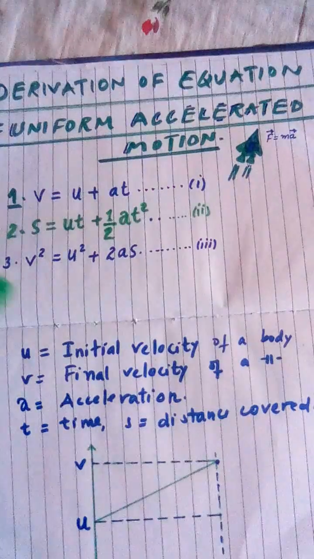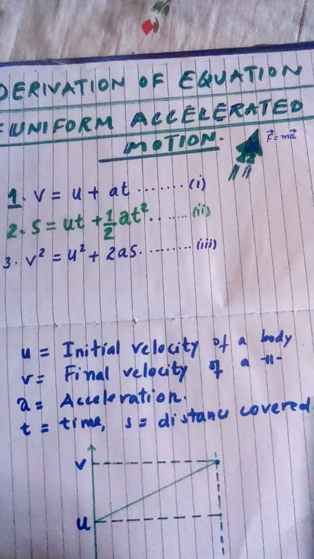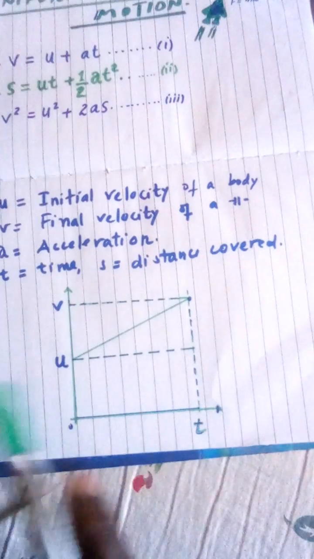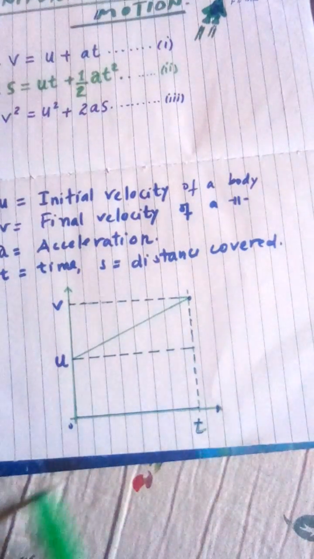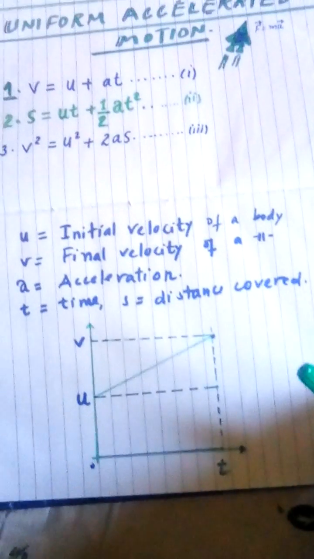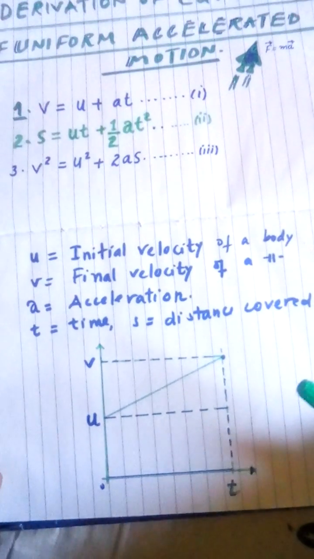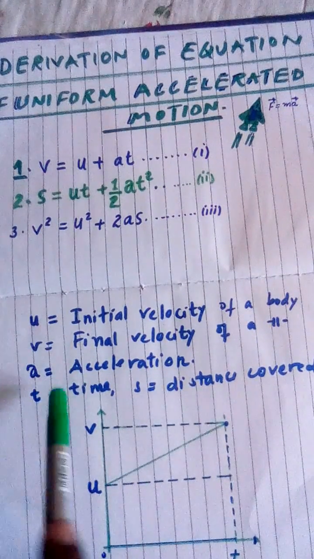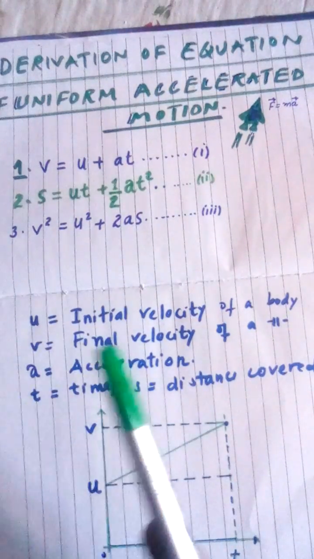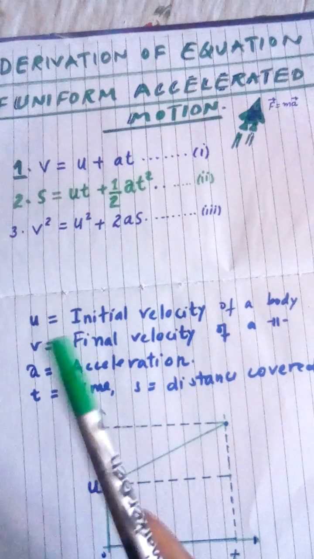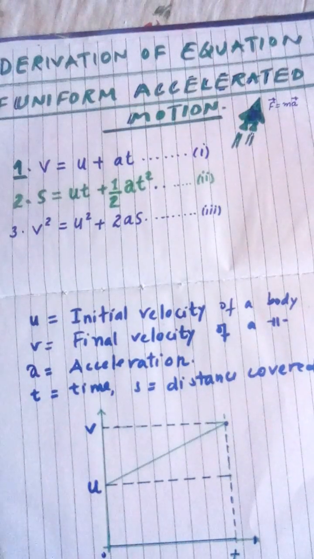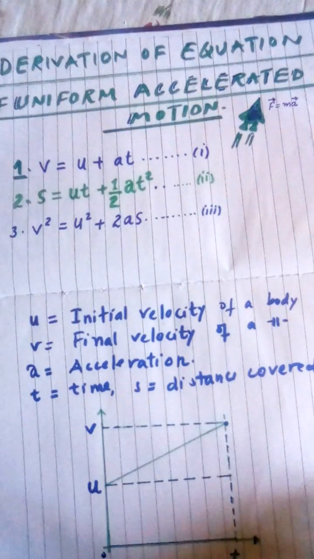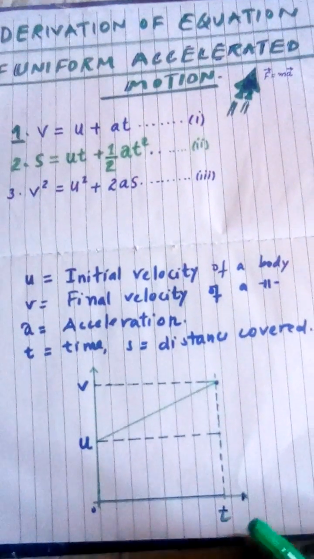These equations are derived simply by having the velocity time graph here. This is the velocity time graph, velocity against time, and that's why I call it the velocity time graph. And you get different parameters that you're probably going to need: u, the initial velocity, v, the final velocity, a, the acceleration, t, the time, and s, the distance covered. So these are very important.